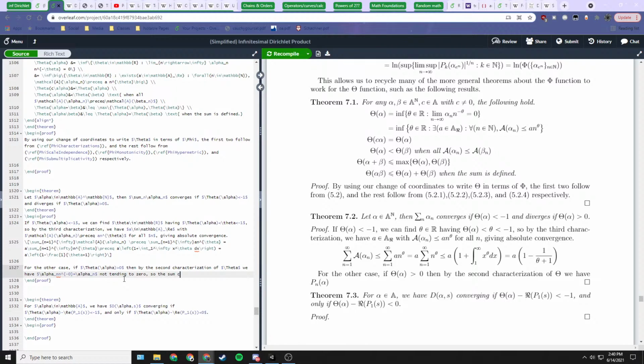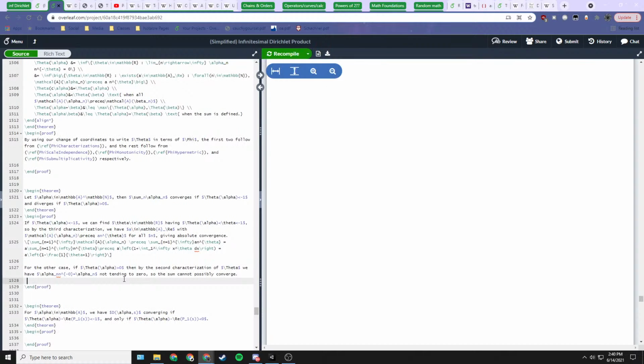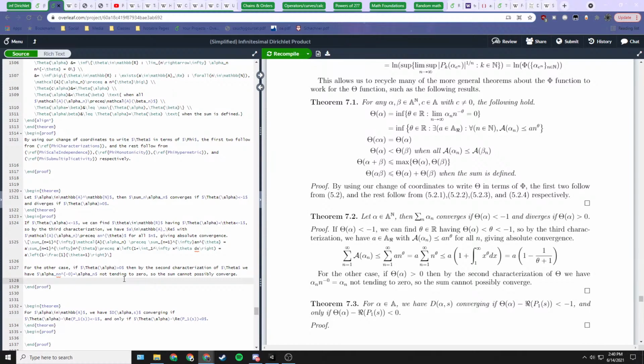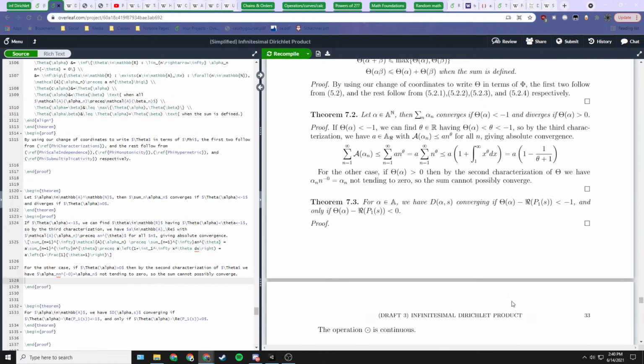So the sum cannot possibly converge. And that's it. So that's really nice. So the thing that we are missing now is we want to show that Dirichlet series converge just like power series do, dependent only on the first projection. To do that, we're going to need a result really similar to what we did for power series.